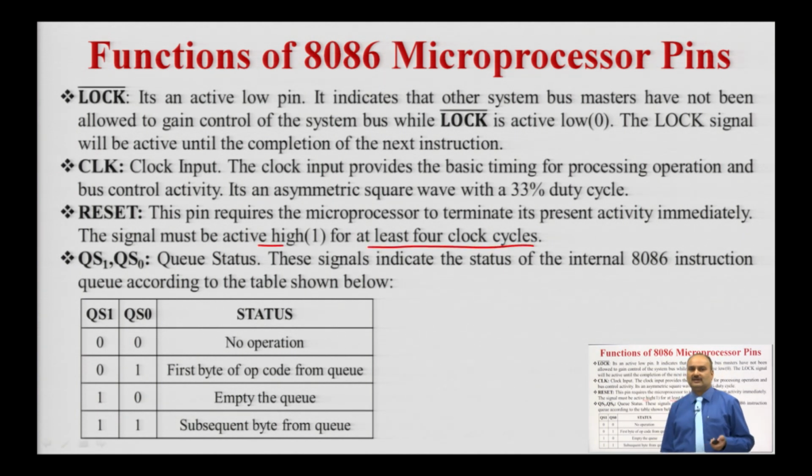So, it will restart the system or restart the processor, and the processor will start execution from the beginning. Q status: these signals indicate the status of the internal 8086 instruction Q register. With the help of this table, we can give the status of information performed by the instruction Q register with both QS1 and QS0. 00: no operation is performed. 01: first byte of the opcode from the Q is fetched. 10: empty the Q. 11: subsequent byte from the Q can be fetched by the execution unit.